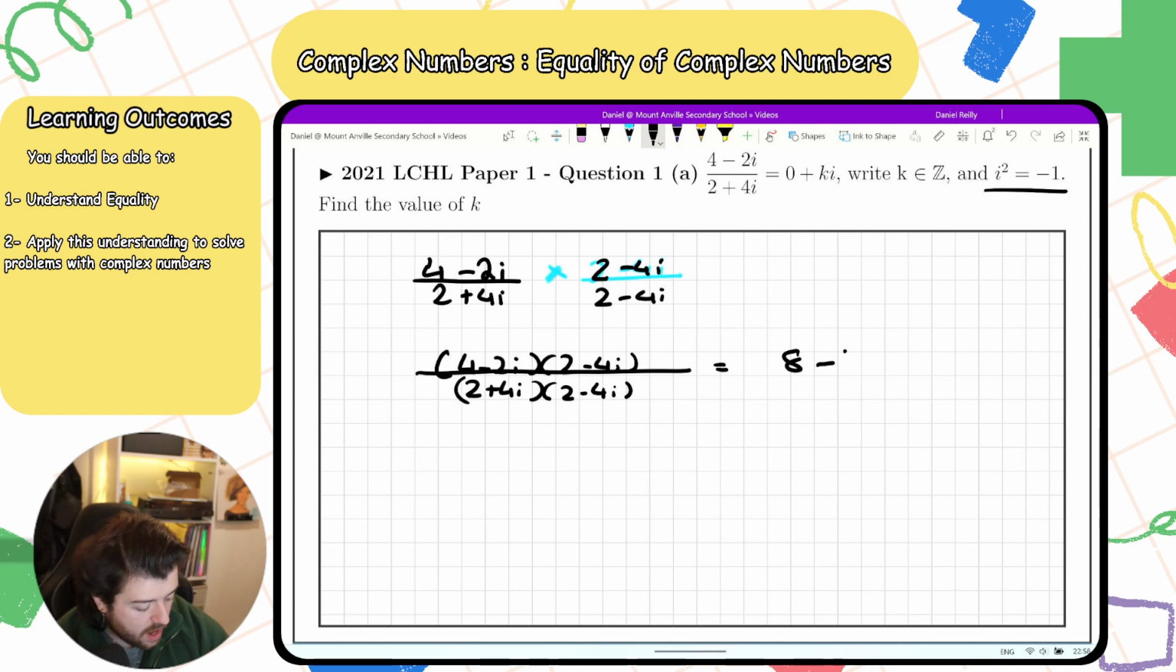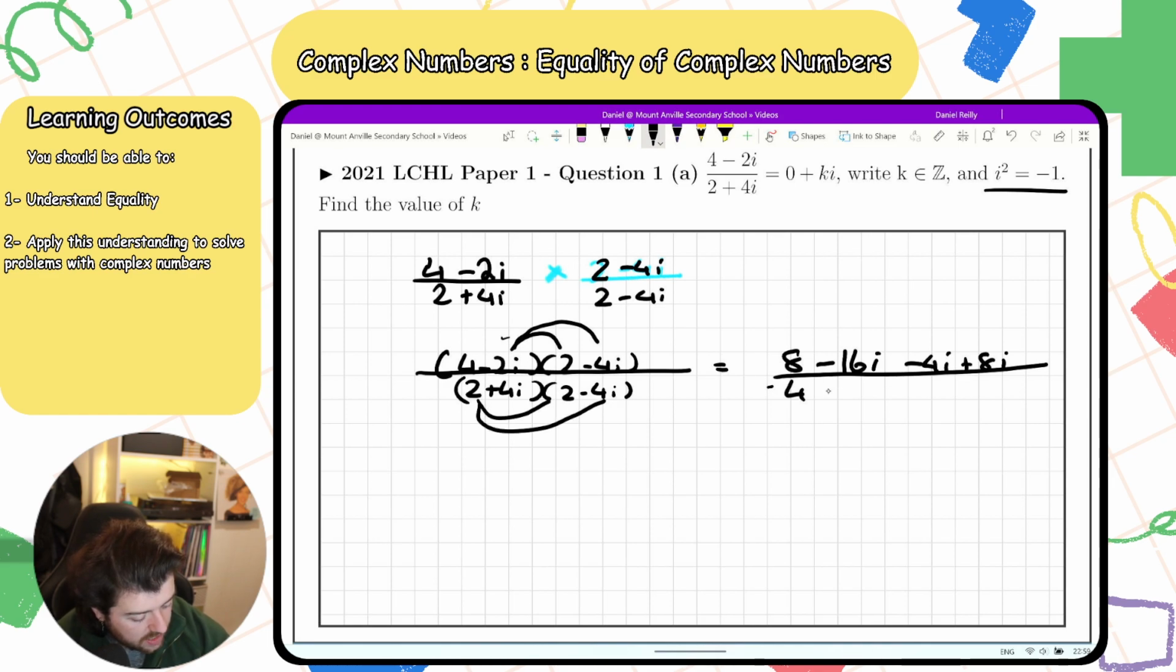4 times minus 4i is minus 16i. Minus 2i times 2 is minus 4i. Minus 2i times minus 4i is plus 8i squared. All over 2 times 2 is 4. 2 times minus 4i is minus 8i. 4i times 2 is 8i. 4i times minus 4i is minus 16i squared. So the top here is going to be 8 plus 8i squared.